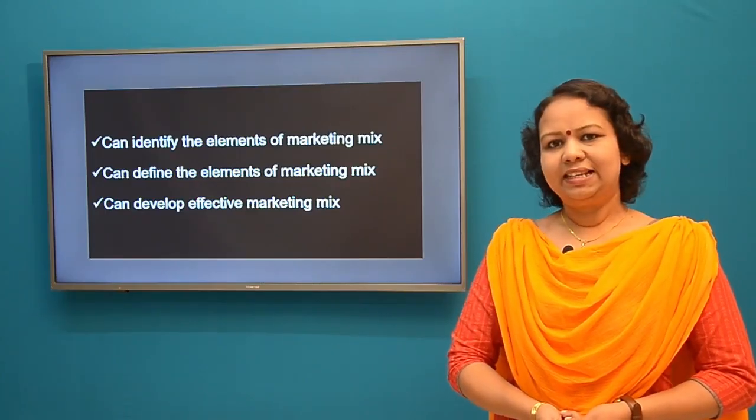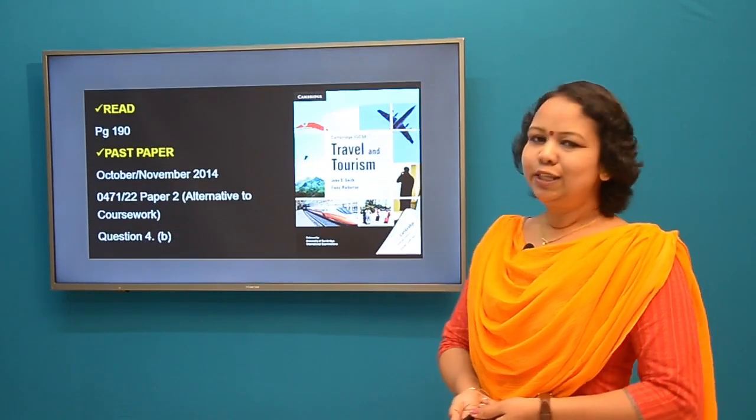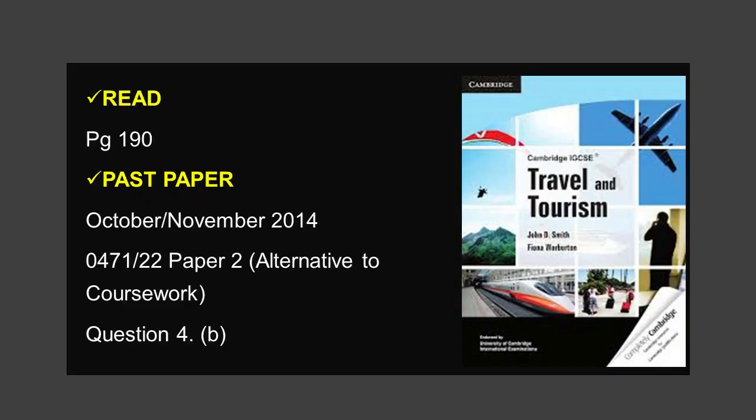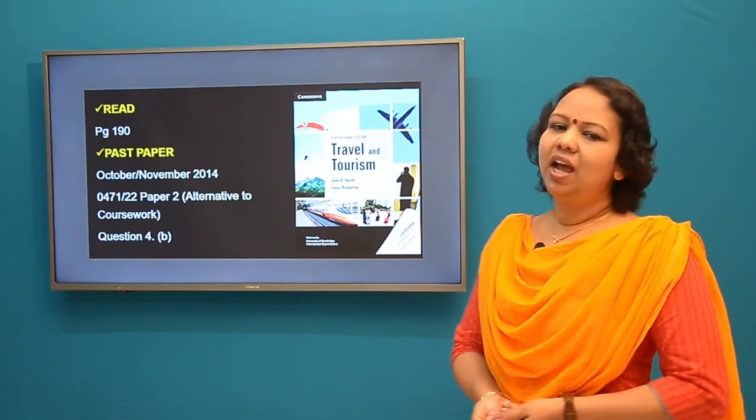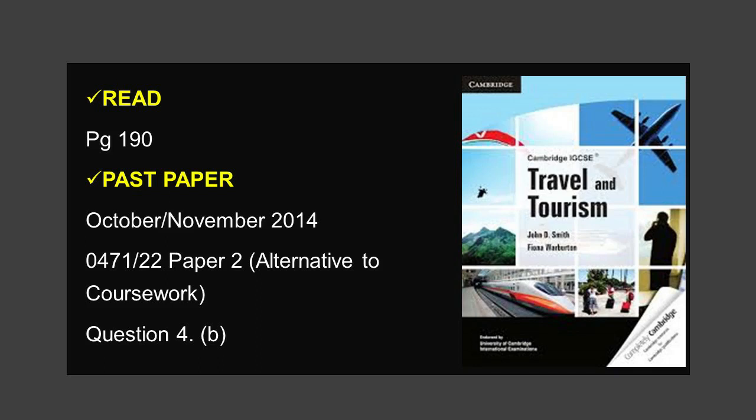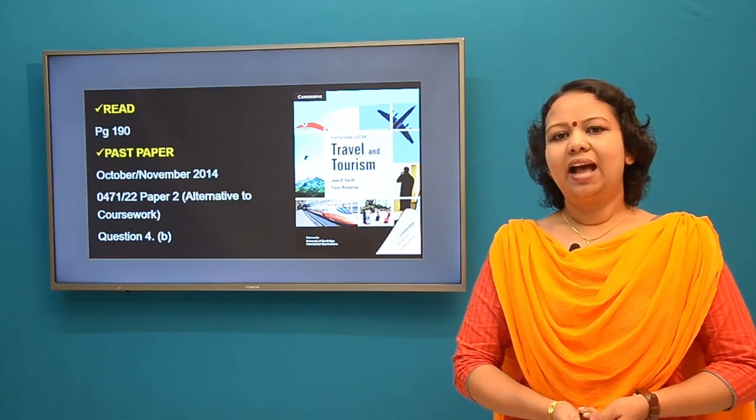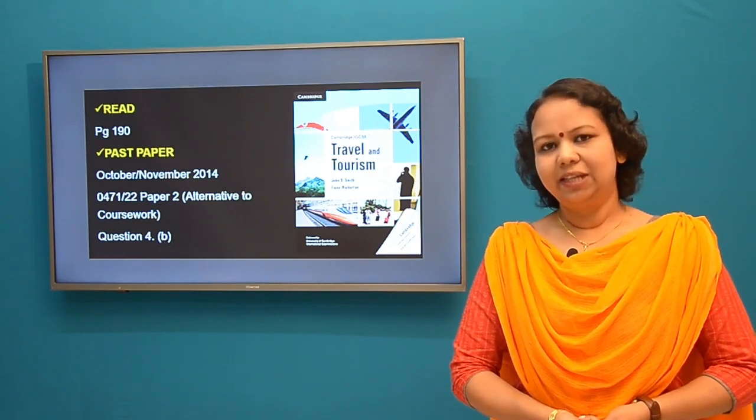Before I wind up today's lesson, I have a small task for you. I want you to read page 190 of your textbook, where you can read about the effective marketing mix and how to develop it, as well as do a past paper question, that is October-November 2014, 047122, paper 2, alternative to coursework, question 4B. You have to identify how a marketing mix is developed in that particular question.